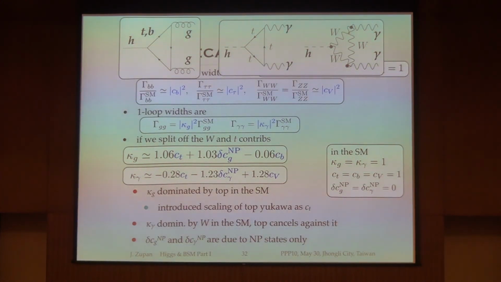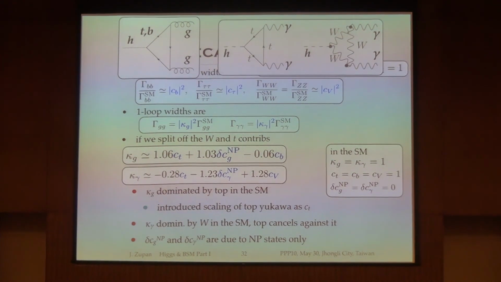So there are explicit assumptions of the new physics in kappa G and kappa gamma, for the delta CG and delta C gamma coefficients. It's an explicit assumption of the contribution, so that's a free parameter. Oh, we have a coefficient of 1.03. It's just the normalization of the dimension 5 operator.